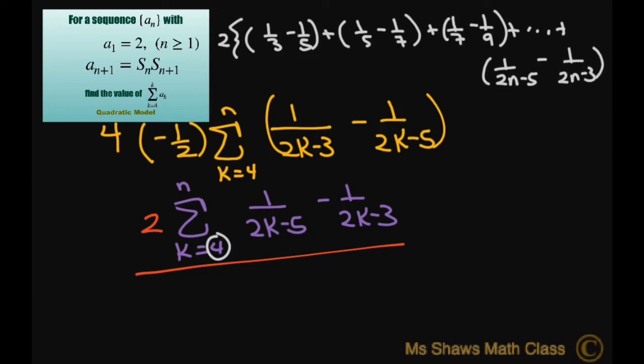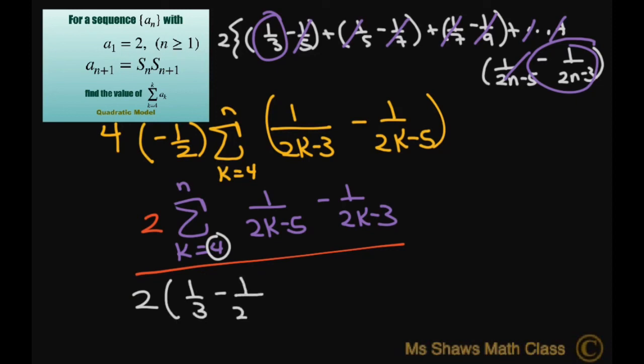All right, so let's see. This is a telescoping series that's going to collapse. So basically what we're crossing out is the last term here with the first term. That kind of gives you an idea. We're left with this 1/3 and with this. So basically we have 2 times 1/3 minus 1 divided by 2n minus 3.